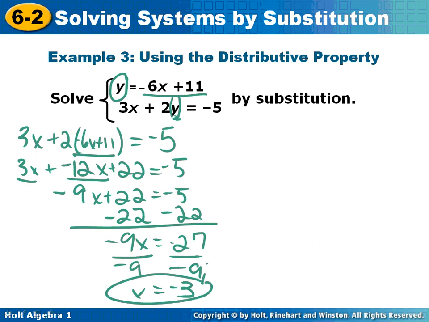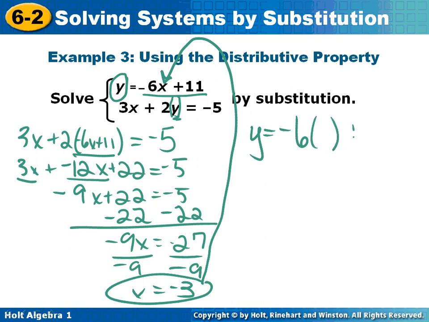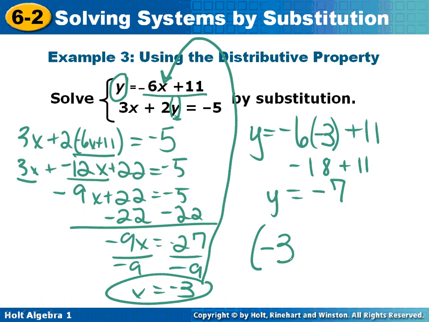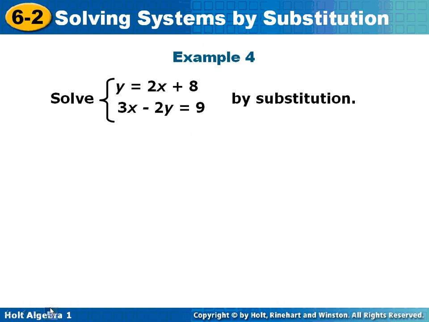Then I'm going to substitute that back into the y equals equation. And y is equal to negative 6 times x plus 11. Since x is negative 3, I substitute that in. Negative 18 plus 11, and y is negative 7. So I'm going to fill in negative 3 for the x value and negative 7 for the y value. Now these equations again have been pretty easy. Now let's go on to a more difficult problem.